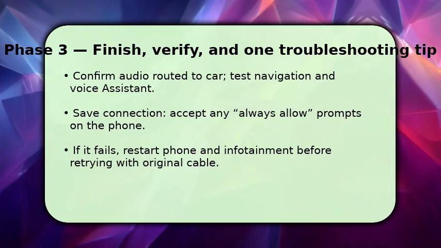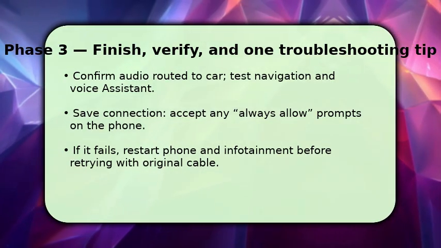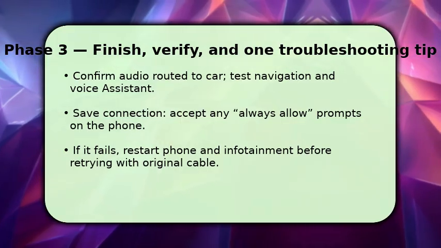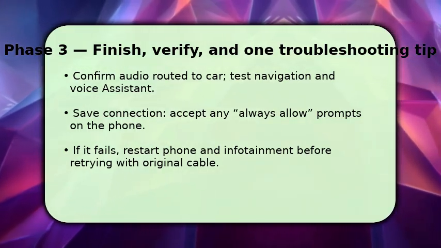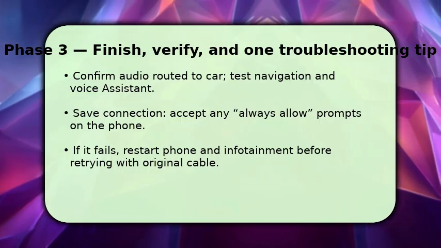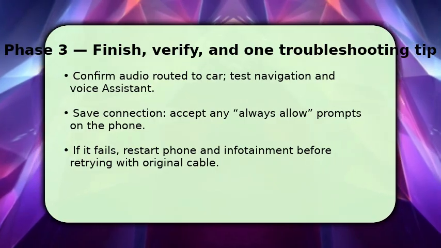If Android Auto does not appear, disconnect and reconnect the cable, restart the phone and the car's infotainment, and retry. If problems persist, swap to the OEM or a high-quality data cable. Most failures are caused by poor cables, blocked permissions, or locked phone screens.